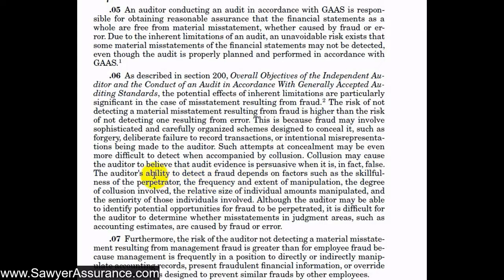Whether they're able to pull the wool over our eyes, so to say, depends on how skillful they are, the frequency and extent of the manipulation, the degree of collusion involved, the size of the amounts manipulated, and how senior the individuals involved are at the company. We might be able to identify potential opportunities for fraud, but it's difficult for us to decide whether a misstatement is caused by error or fraud, because the two may be somewhat indistinguishable. Fortunately for us, our only responsibility is to find misstatements. It's not necessarily to say whether it's due to fraud or error. It could be due to one of those.